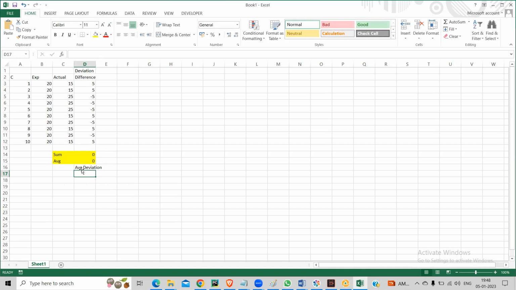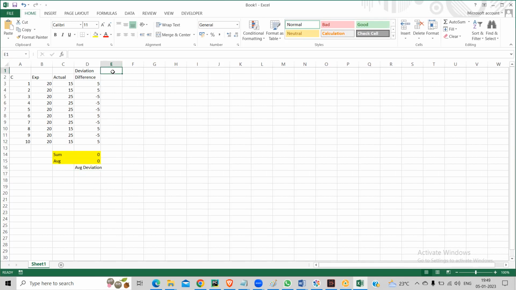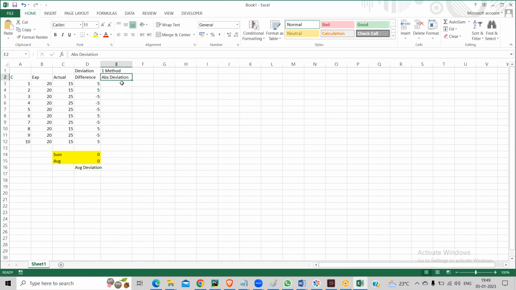No, right? Because deviation is deviation, whether it is 5 days or minus 5 days or plus 5 days. So in the first measurement, the first way to measure, we find the absolute deviation, or absolute difference. This is the first method. Absolute deviation means if it is plus, it is plus, but if it is minus also, it becomes plus.